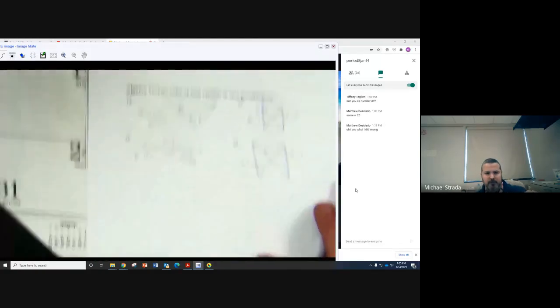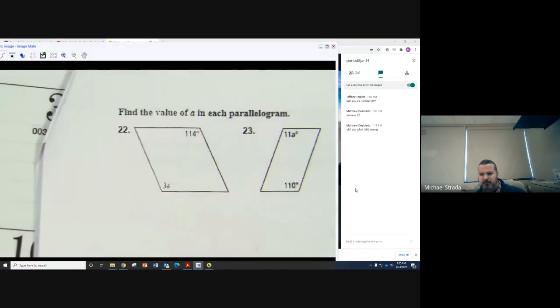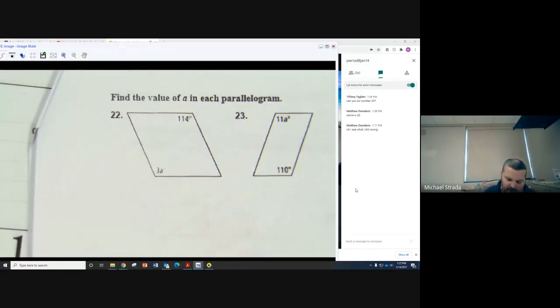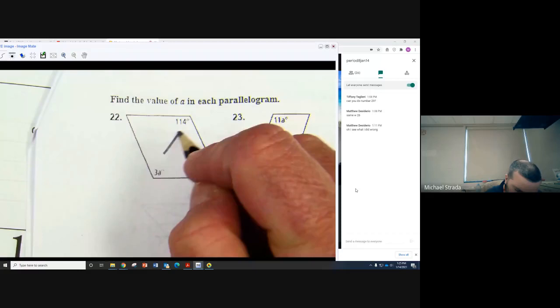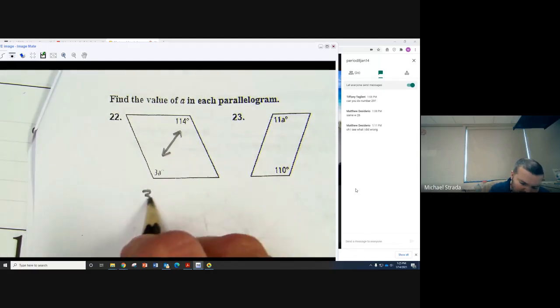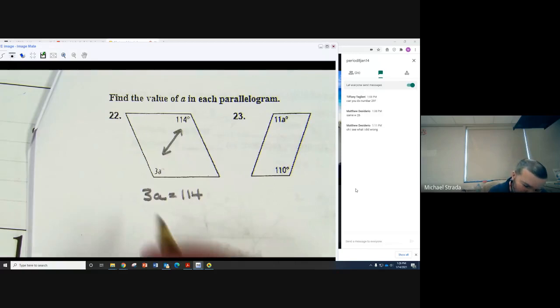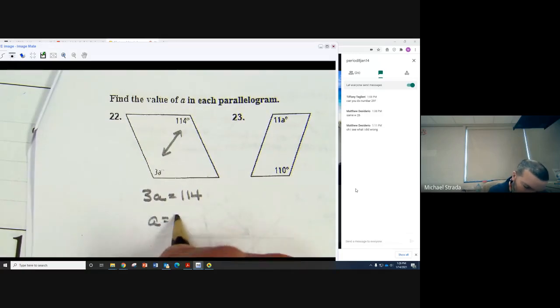We flip it over. All right. It says find the value of A in each parallelogram. These are different in that they're not consecutive angles. They're opposite angles. So that means they're equal to each other. So 3A is equal to 114. Divide by 3 and A equals 38.